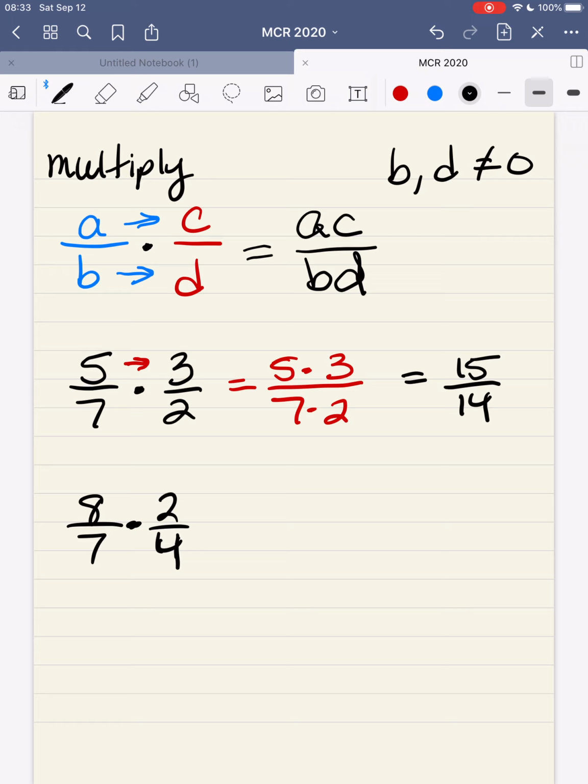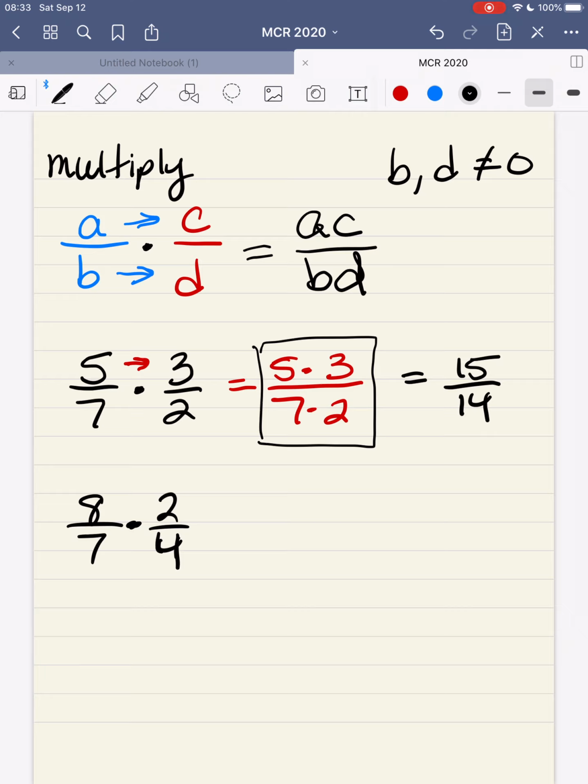Okay. Now remember, when we work with fractions, we do always have to check for simplifying. Now 15 over 14 cannot be simplified. And even before I get to the 15 over 14, if I look here, I notice I do not have a like number on the top with a like number on the bottom. So therefore, I can't simplify this fraction. I can continue with my multiplication.